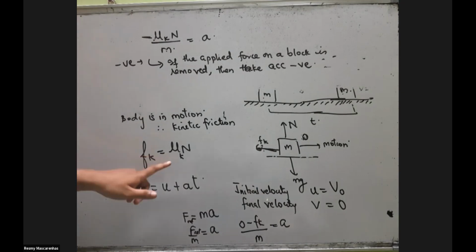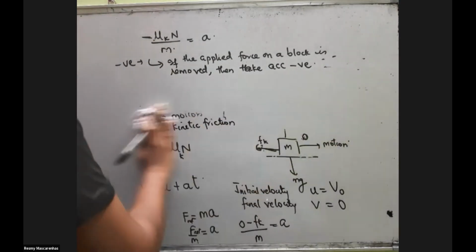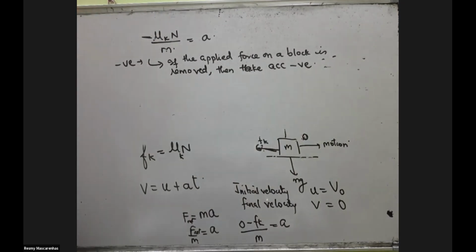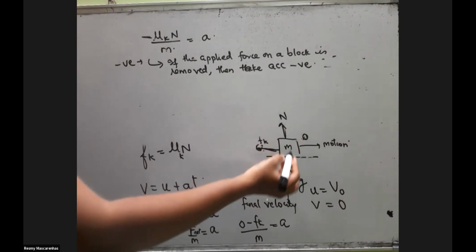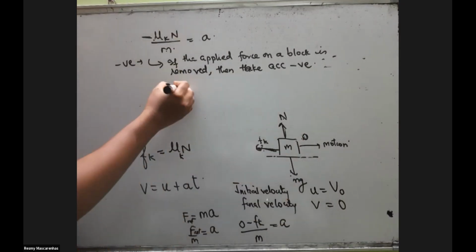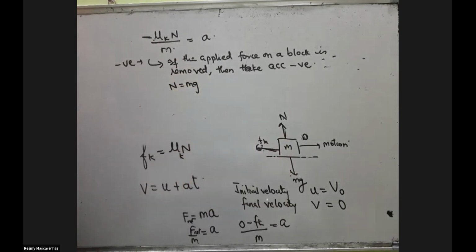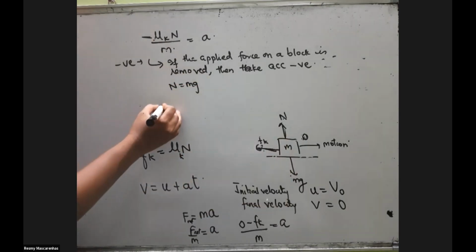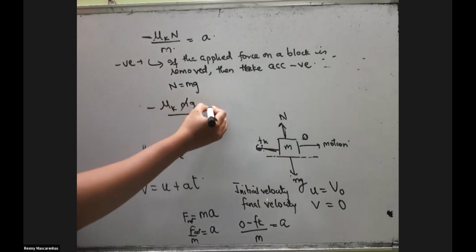The Fk is nothing but mu k into n. Now n, we can check over here what is the value of n. N is the same as mg. N is equal to mg, from this diagram we can see. So this equation will become, m and m will cancel.